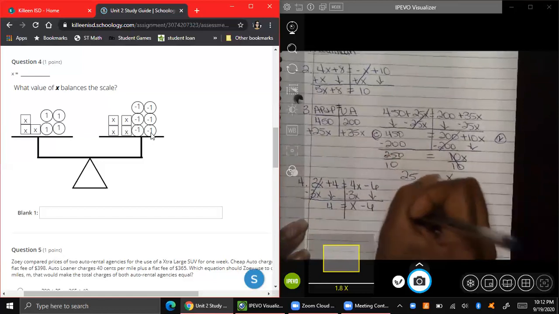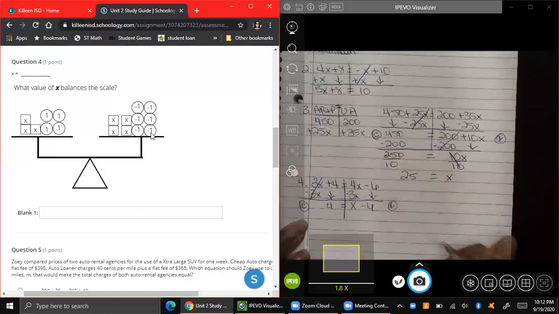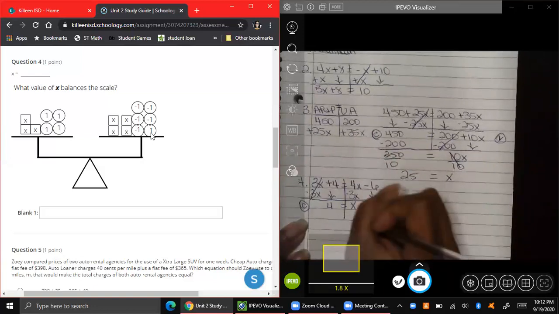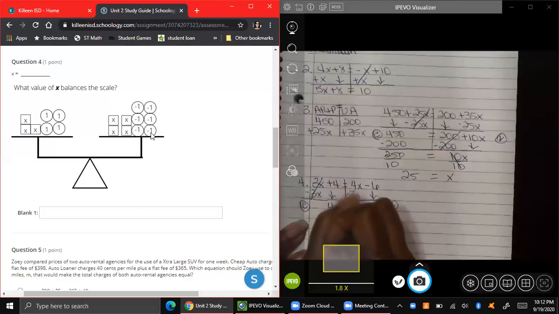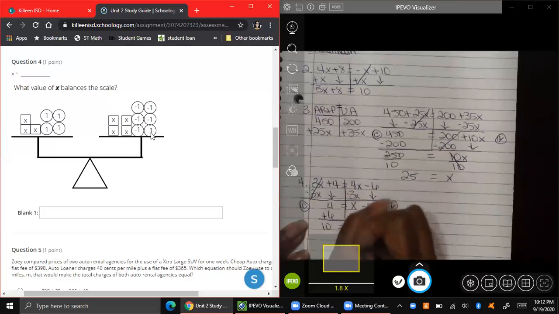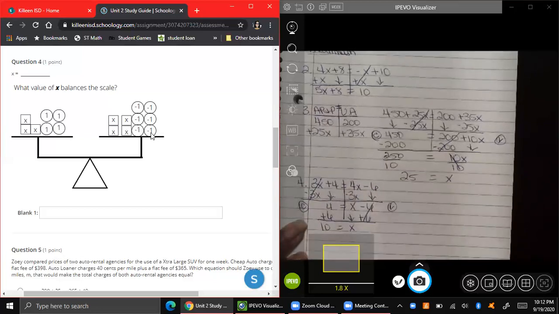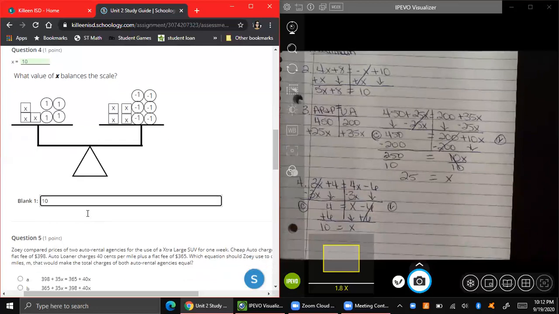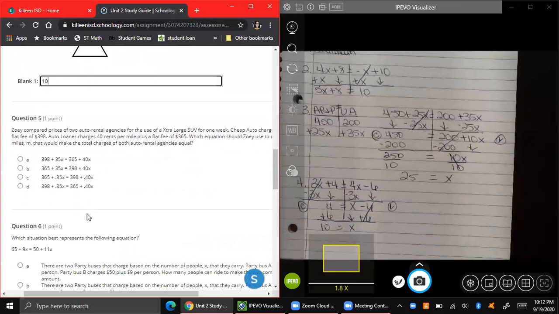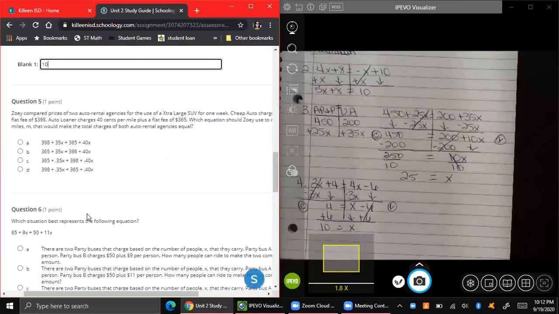So now I have my variables on this side and my constants on this side. I need to move this constant over here. So to get rid of a negative 6, I need to add 6 and add 6. 4 plus 6 is 10 equals, bring down my x, and the 6's cancel out. So x equals 10. So right here in my blank, I'm going to put 10. X equals 10.